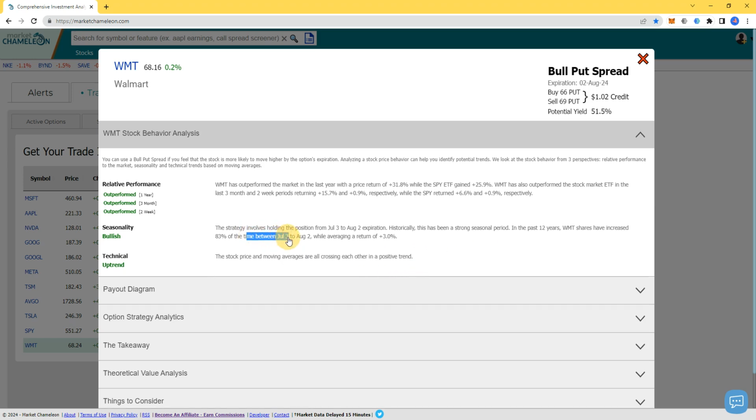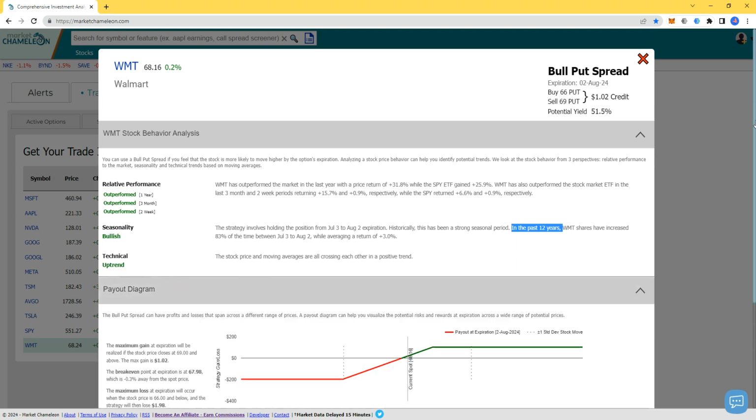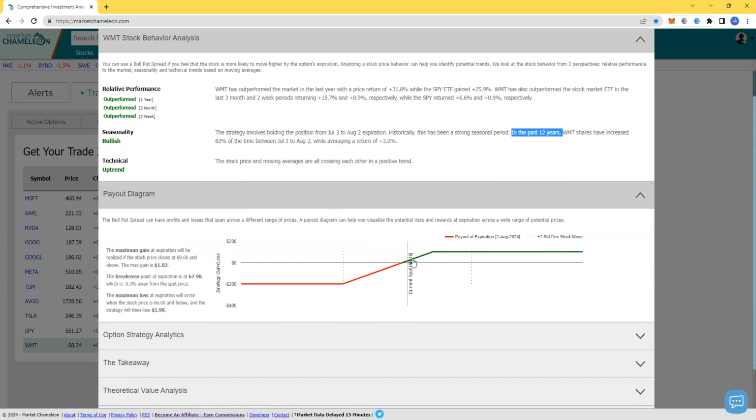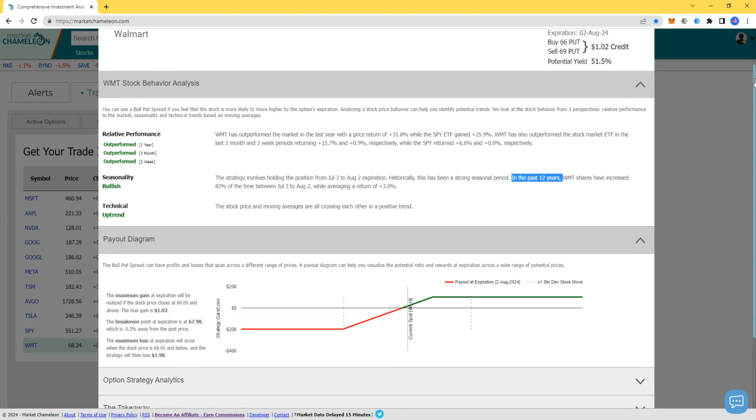that between July 3rd and August 2nd, it averages a return of plus 3%, based on the last 12 years. So in the last 12 years of history, in this time frame, Walmart should go up 3%, and basically it's all technical uptrend, bullish seasonality, everything is green. Payout diagram, we are here, and your max profit is over 69. You make $100, and if it goes below 66, you lose 200. So you're risking 200 to make 100 in about a month.